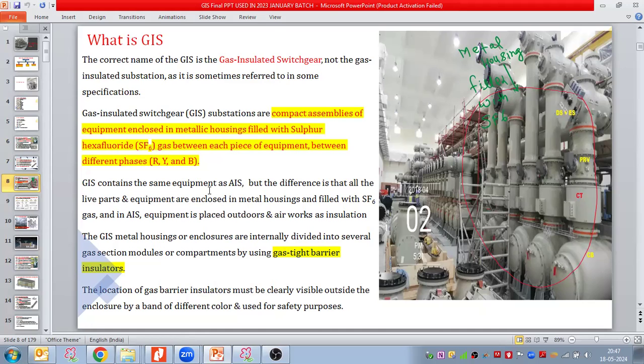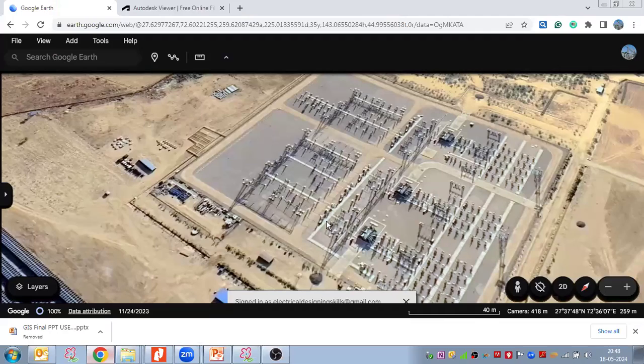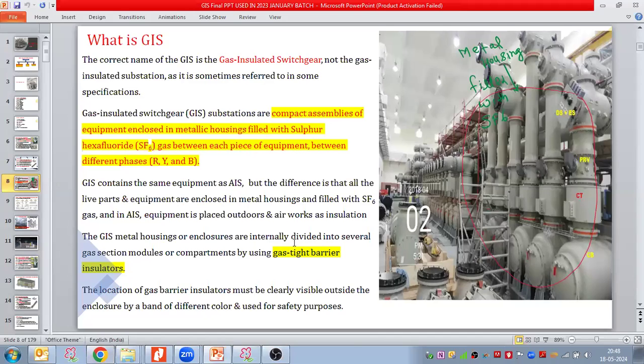GIS contains the same equipment as in AIS substations, but the difference is that all the live parts and all the equipment are enclosed in a metal housing and filled with SF6 gas. And in AIS, equipment is placed outdoors and air works as the insulating medium. We have already seen that equipment is placed outdoors, and between the equipment, air is the insulating medium, right? Air works as an insulating medium.